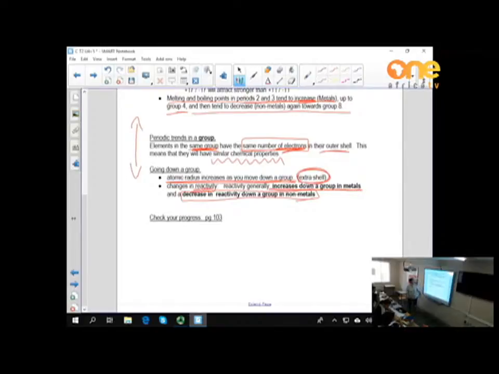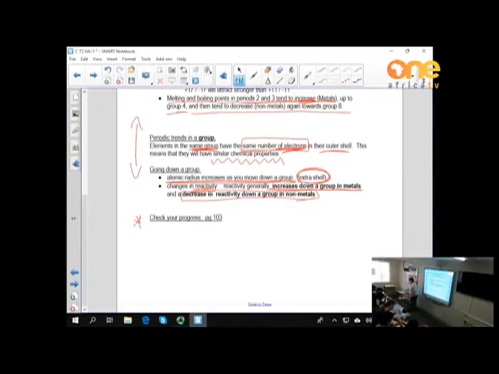Okay, the Check Your Progress, page 103. Let's quickly have a look at that one, and then we are finished for the day. Page 103. The table shows data on elements in period 3. A. Discuss the trend in reactivity and in melting points from sodium to aluminium across the 3rd period.